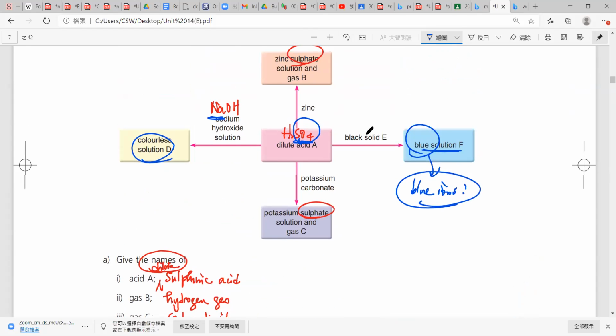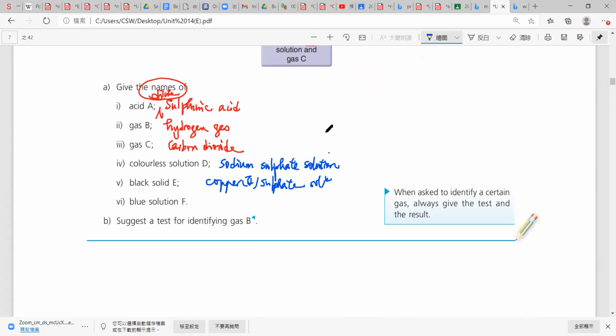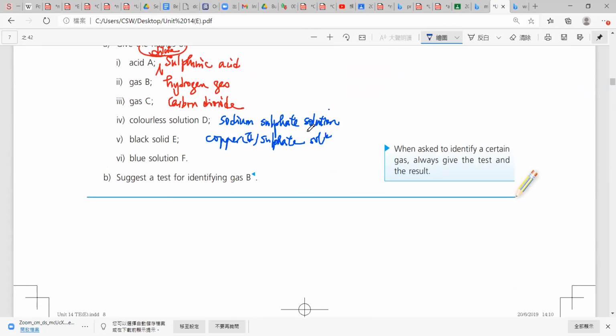And here comes solution F. How about black solid E? What is that? This one is different from F. How about E? Copper(II) oxide. Yep, copper(II) oxide. Can you get the point?